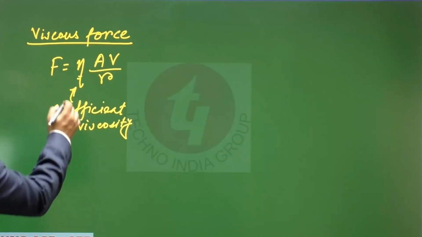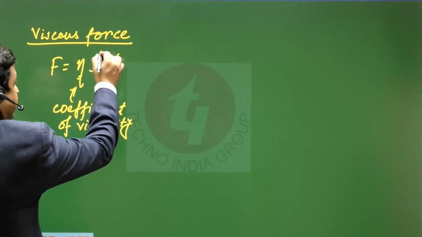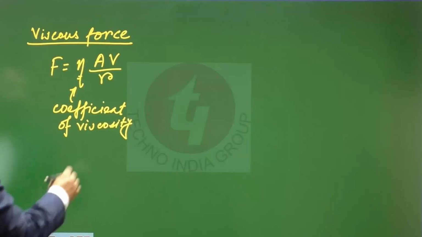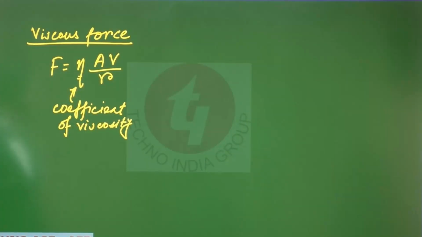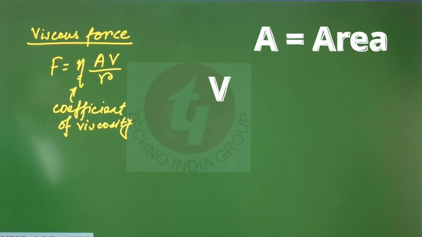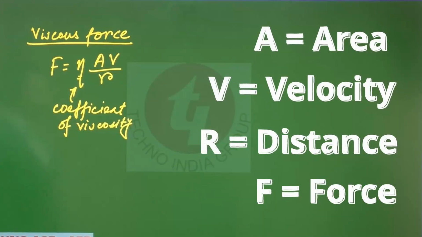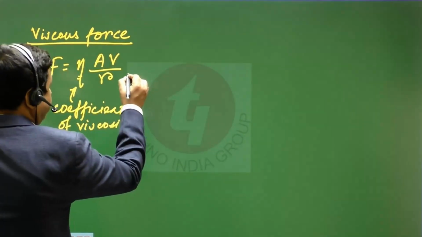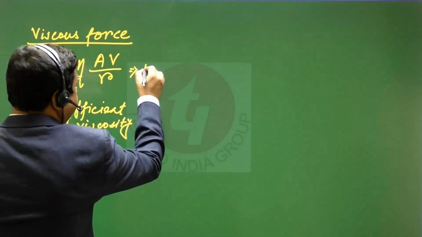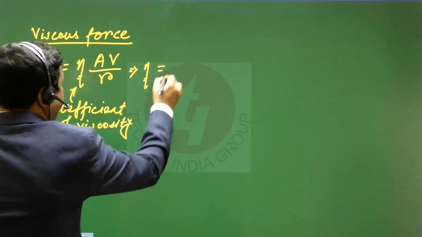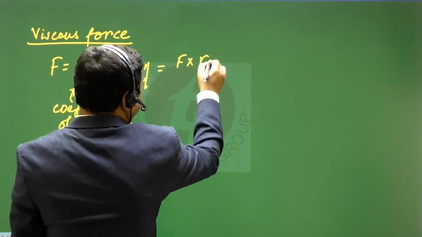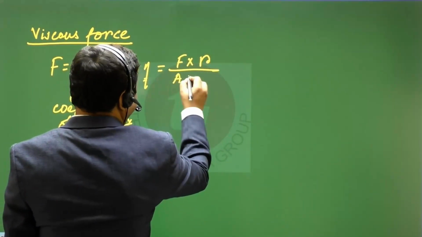How? A is the area, V is the velocity, R is the distance, and F is the force. Okay? Then obviously eta equals F into R divided by A into V.